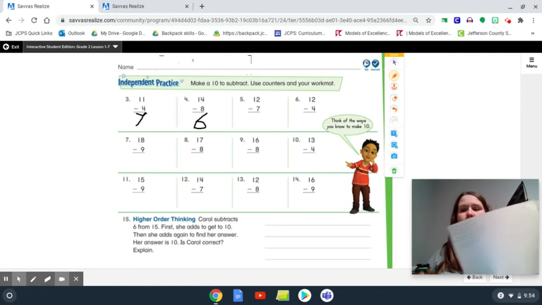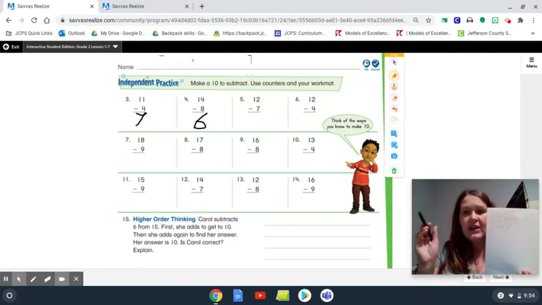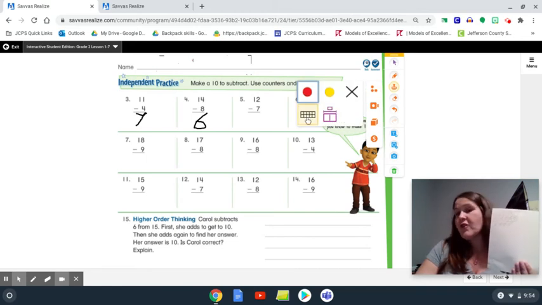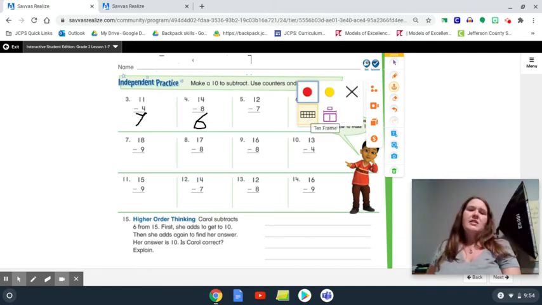So this is one way you can do it. You can get your notebook, draw yourself a picture, cross out your ones. That is perfectly okay. You don't have to do it on the screen using the stamp feature. That's just if you want to. Let's try another one.